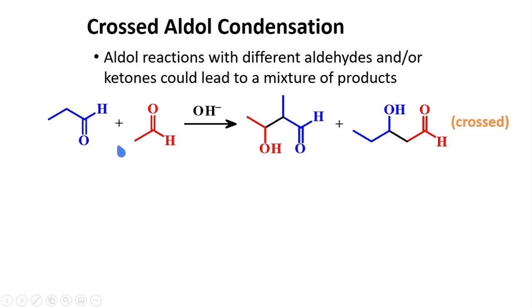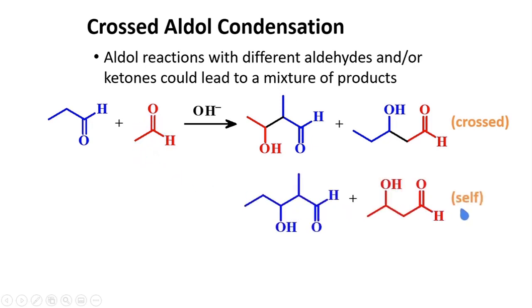There's also another way wherein the same molecules will interact with each other, and we call those self-aldol reactions. There will be two products in that case. So overall, if you mix these two compounds together with hydroxide ion, you will get four different products. And different products formed in such a reaction will be difficult to separate.